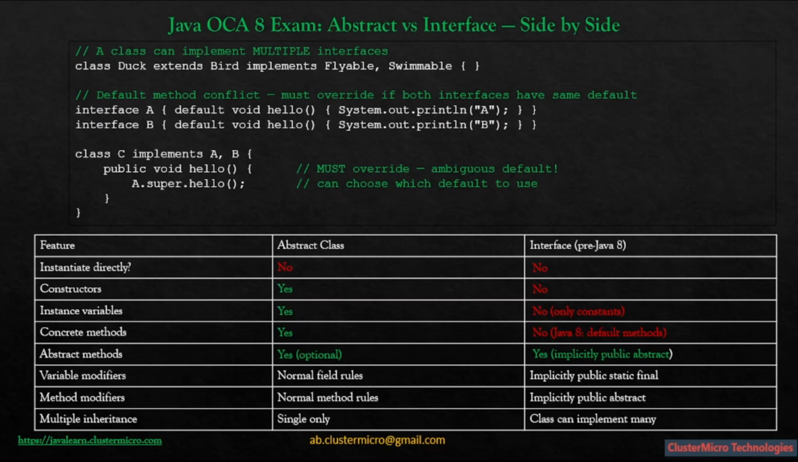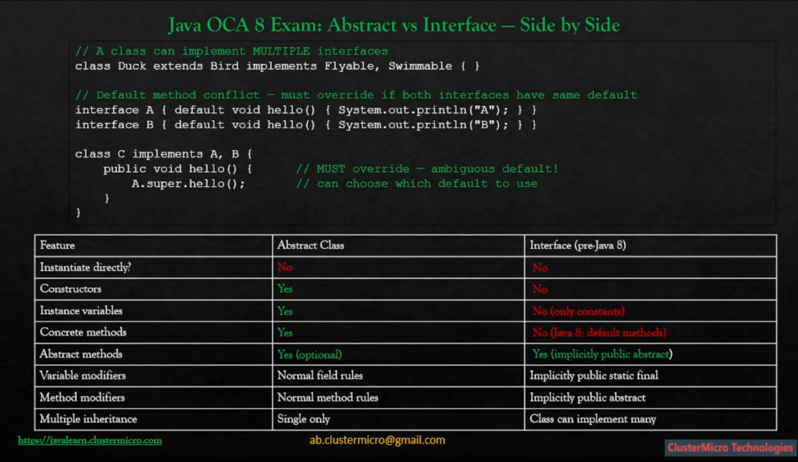This is ambiguous. So Java's solution is to force the implementing class to resolve the conflict. C must override hello. If it does not, it is a compile time error. By overriding hello, C takes the responsibility and provides a definitive implementation, choosing which default to call. So we see A.super.hello.